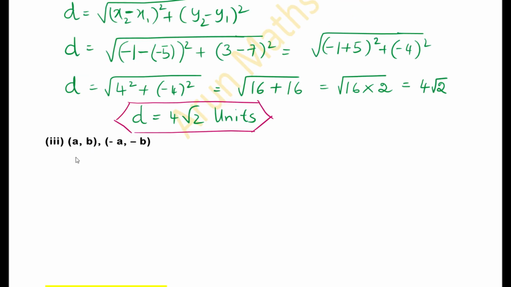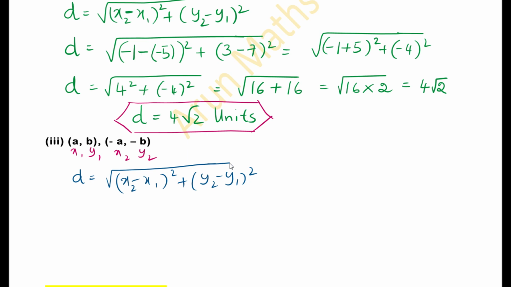Students, in the same way, moving to third question, a comma b comma minus a comma minus b. In the same way, don't get confused whether the variables are there or the numbers are there. The steps will be same. Consider first point as x1, y1 and this as x2, y2. What is x1? x1 is a, y1 is b. What is x2? x2 is minus a, y2 is minus b. What is the distance formula? Now d equals square root of x2 minus x1 whole square plus y2 minus y1 the whole square.